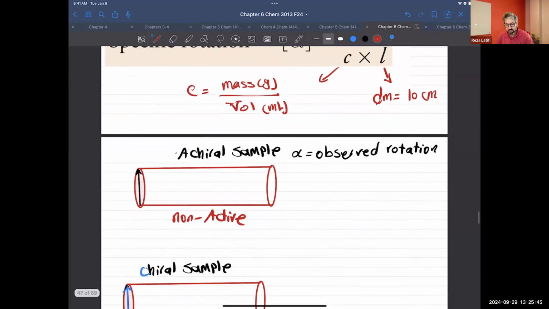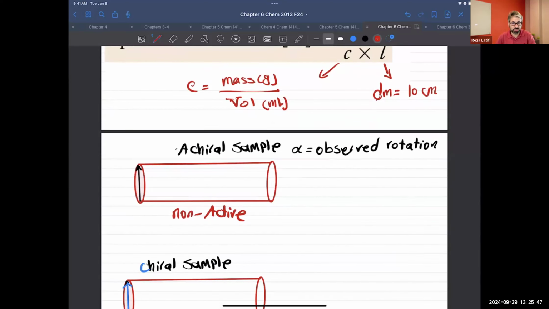Okay, so imagine you put a non-chiral sample there, and you send light to it. You put your eyes here and watch the light that is reaching you. So you have a sample, and light is coming in this direction, and you want to see whether there is a rotation with the light or not. When you put in a non-chiral sample there, there will be no change with the light. Light is coming up and down, and you will see it stay up and down to the end.